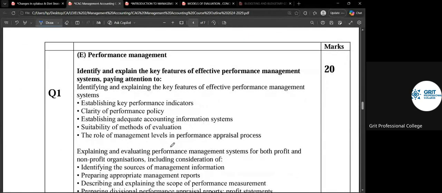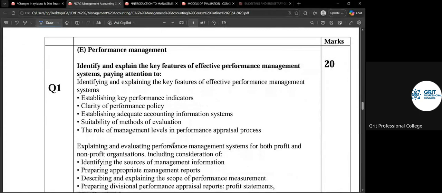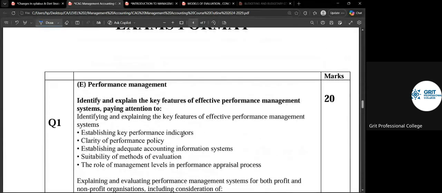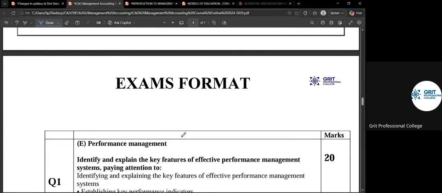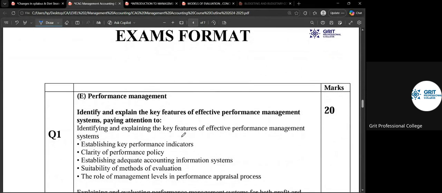In the exam, as we have it now, you have 5 questions that you are going to solve. So when you take question 1 in your exam, what is being tested there? This exam format, which is also a part of the course outline, will give you an idea of what to look out for. I hope that is clear.